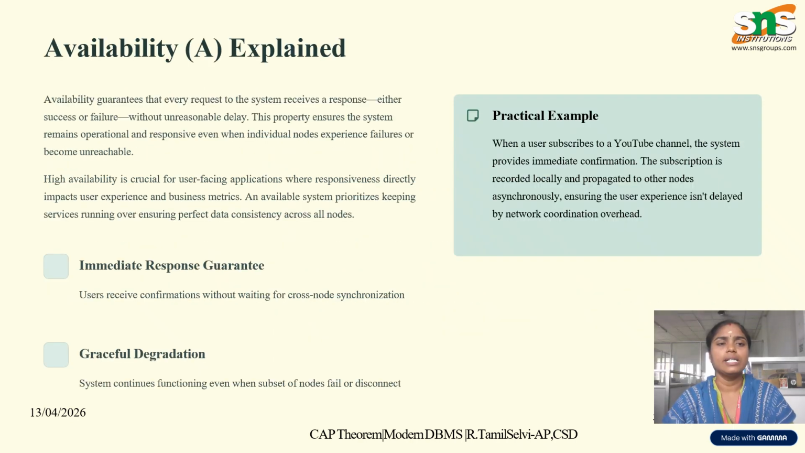And the second one is availability. Availability ensures that every request gets a response even if some nodes fail. Consider this practical example. When a user subscribes to a YouTube channel, the system provides immediate confirmation. The subscription is recorded locally and propagated to other nodes asynchronously. That ensures that the user experience isn't delayed by the network coordination overhead.